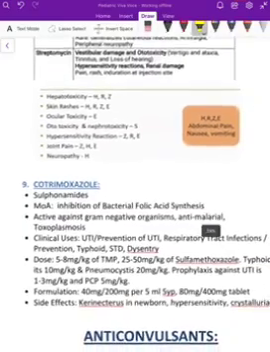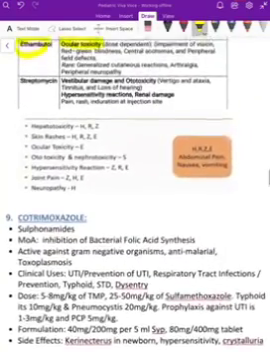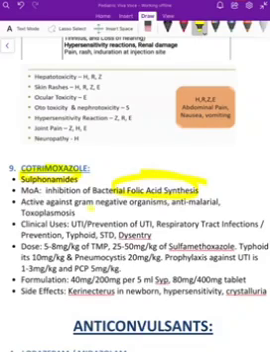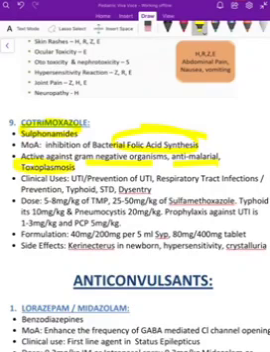Next, coming to cotrimoxazole. This is one more important drug that can be kept in your Viva. It belongs to the sulfonamide group of drugs. How do they act? They act by inhibiting folic acid synthesis. It is active against gram-negative organisms. It is used as an anti-malarial, and it is used against toxoplasmosis as well. Clinical uses: it is used against UTI and for prevention of UTI. It is used for respiratory tract infection as well as its prevention, typhoid, STD, dysentery, etc.